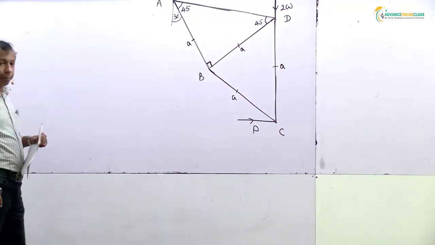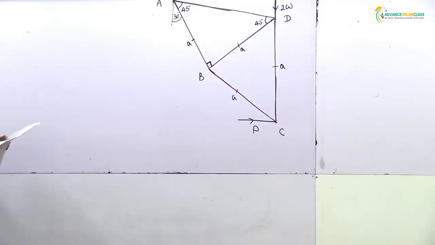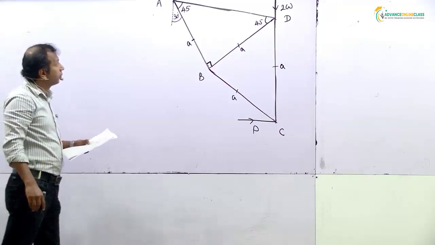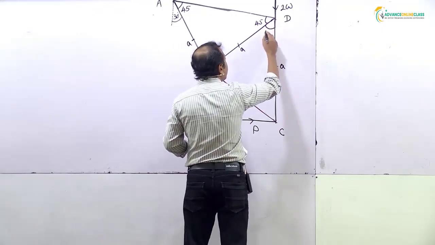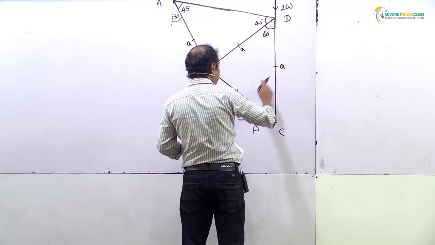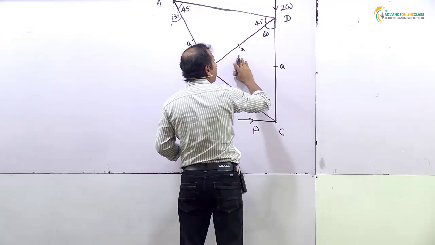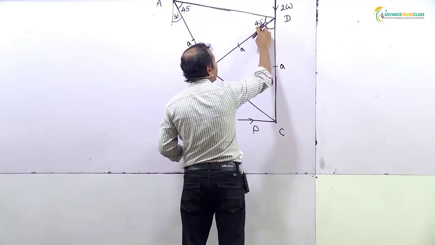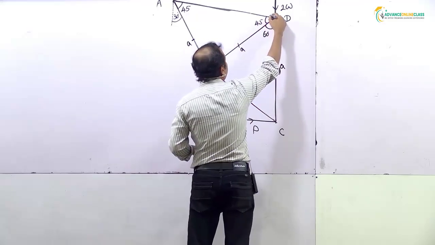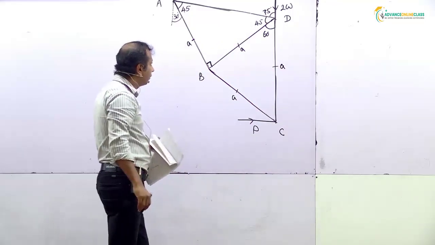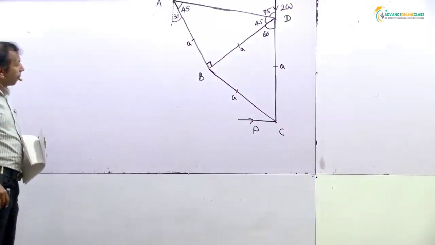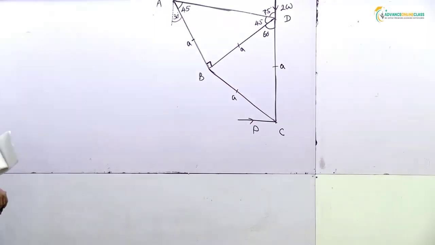We'll take moments around A. This angle is 60, no? Why? This is an equilateral triangle, no? 60 plus 45 is 105, so then this angle is 75. Right. We take moments around A.